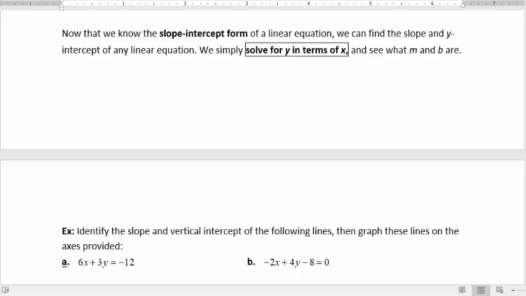So the lines that we graphed previously were already in the slope-intercept form. So what do we do when they're not in the slope-intercept form? How do we graph them? Well, simple. We've already done this before, right? You just solve them for y in terms of x, thus getting them in the y equals mx plus b form, and then they can easily be graphed. All right, so we'll look at that now.